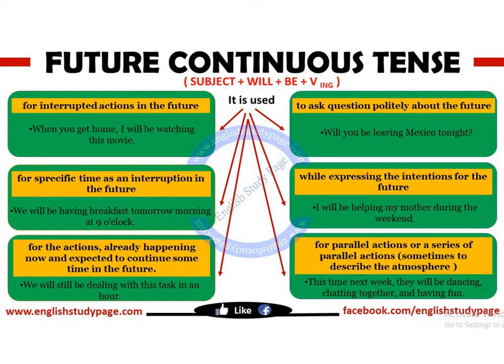Next is for actions already happening now and expected to continue some time in the future. Something which is happening now and will continue in the future also. For example, we will still be dealing with this task in an hour. The next is for parallel action or a series of parallel actions, which I have already discussed, that if two or more actions are going on simultaneously.